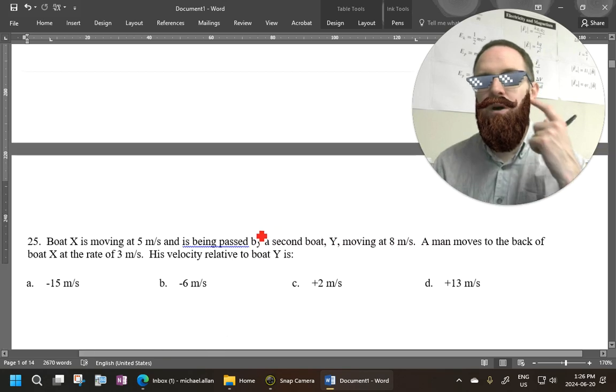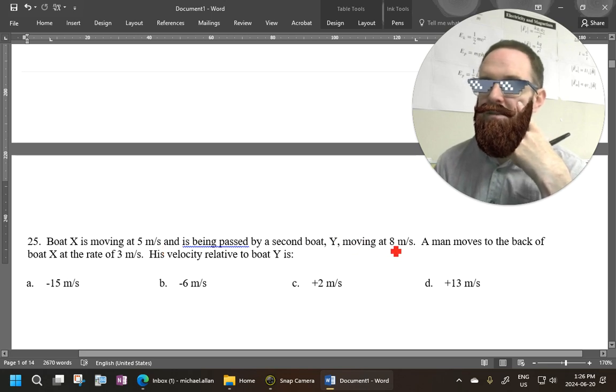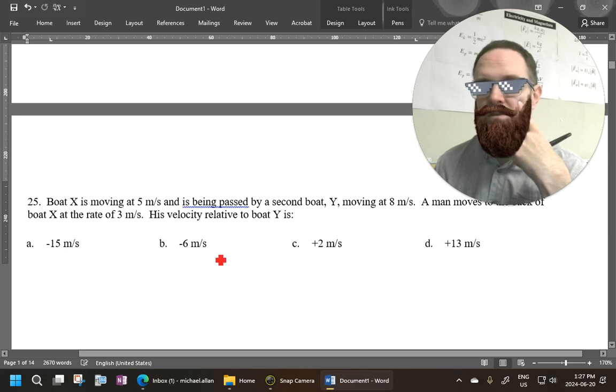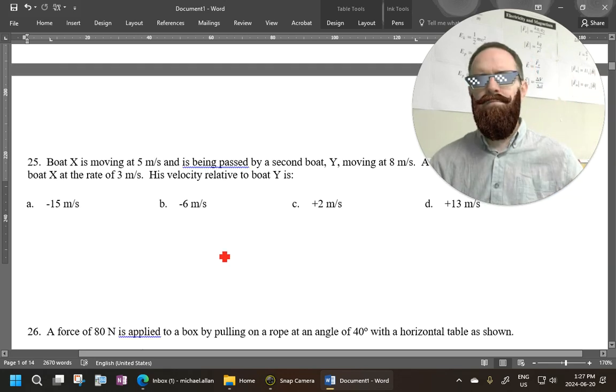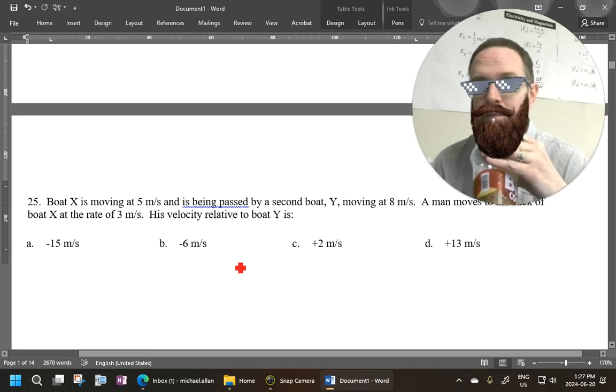All right, so boat X is moving at 5 meters per second. It's being passed by boat Y, moving at 8 meters per second. The man moves to the back of the boat at a rate of this. A man moving at the back, his velocity relative. This is another relative motion question. There's a couple of questions in here which won't be on your exam, and this is one of them.